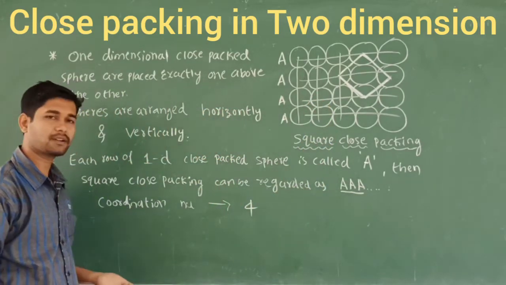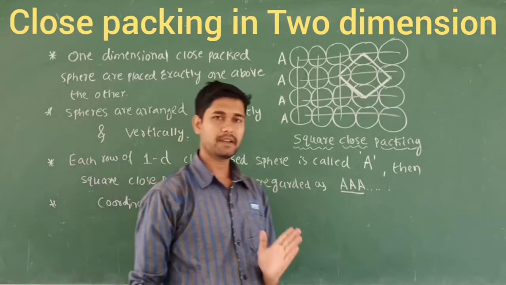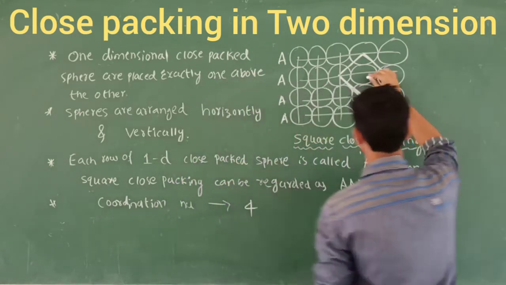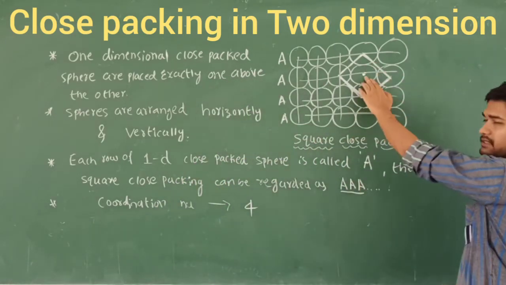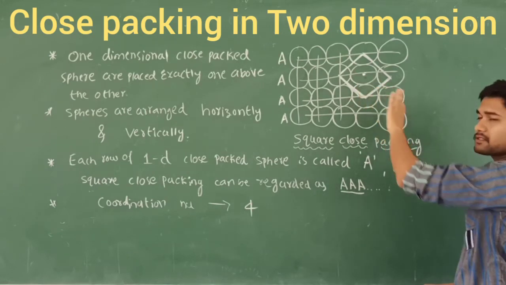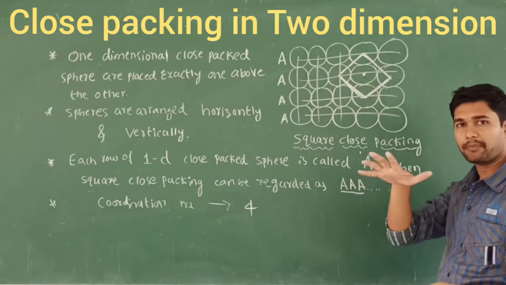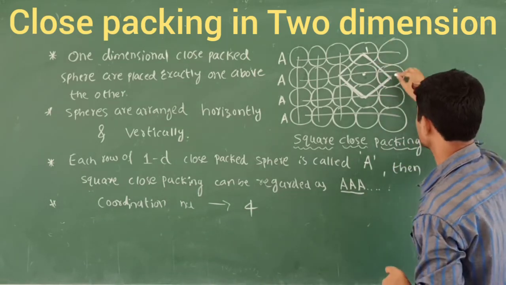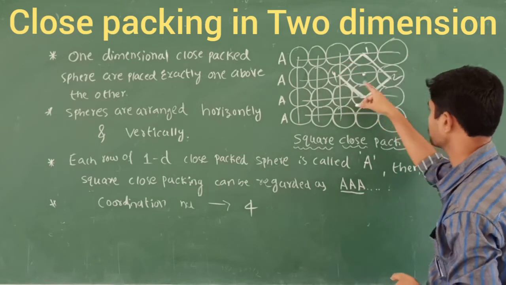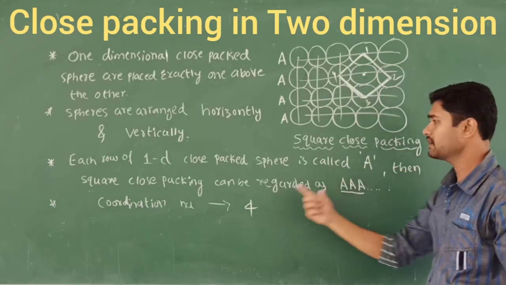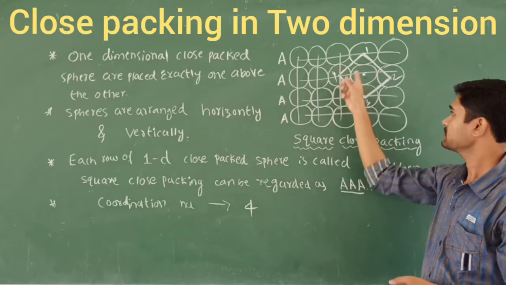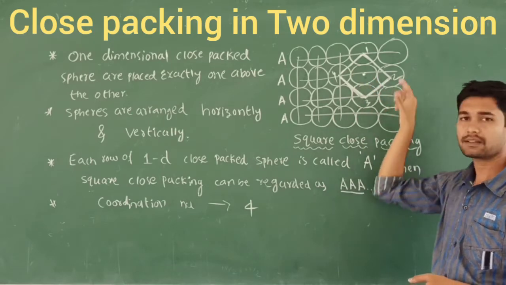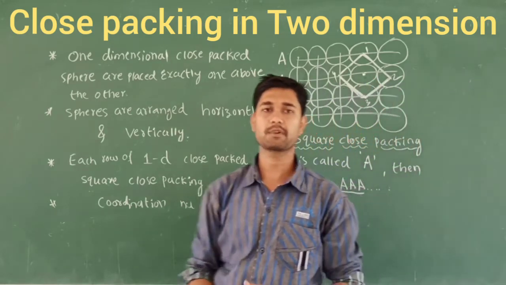And what about the coordination number? Coordination number is nothing but the count of the neighboring spheres of one sphere. So this is one sphere. I am going to take this as the center. This sphere is in contact with 4 other particles, right? So this is 1, second, third, 4. Then what is the coordination number of this close packing system? The coordination number will be 4, meaning this sphere is packed with 4 other constituent particles. That's why its coordination number is 4.